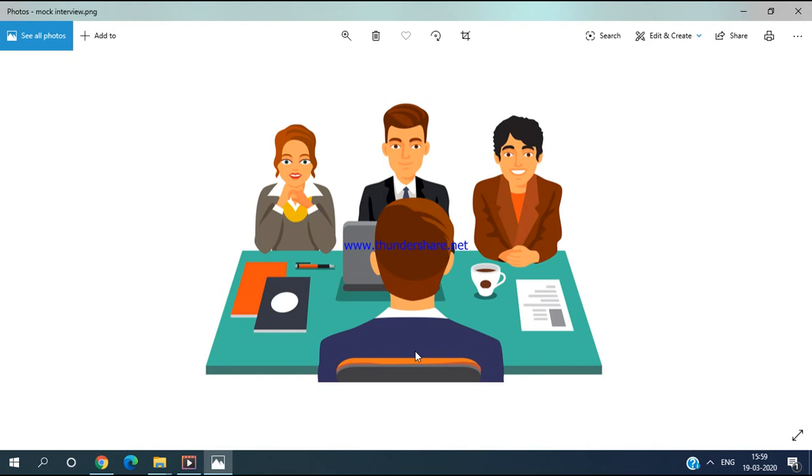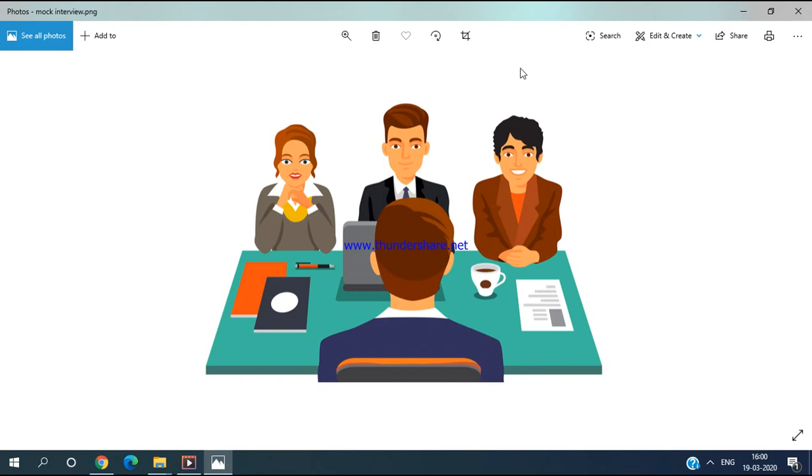same table. Okay, if you see the table you can see some objects like files, a pen, a laptop, a cup of coffee and a kind of document. It can be the resume of the person also.